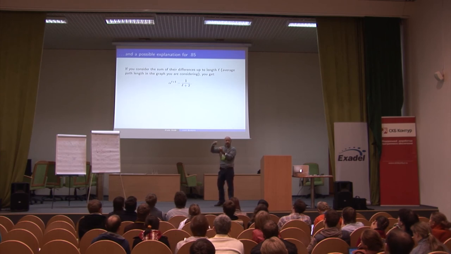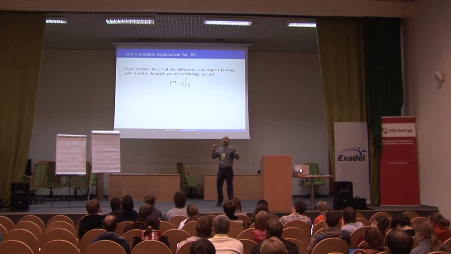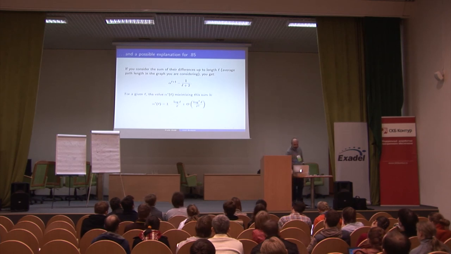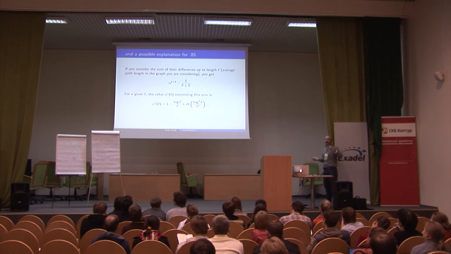Each of them can be defined using the path formula, and the path formula contains a different factor. One is exponentially decaying and one is decaying in another way. So look at their difference up to a certain length and try to find the alpha that minimizes the difference between page rank and total rank up to a certain path length. If you do that, you obtain this formula here. This formula gives you the value of alpha that minimizes the sum of the differences between the page rank contribution and the total rank contribution.